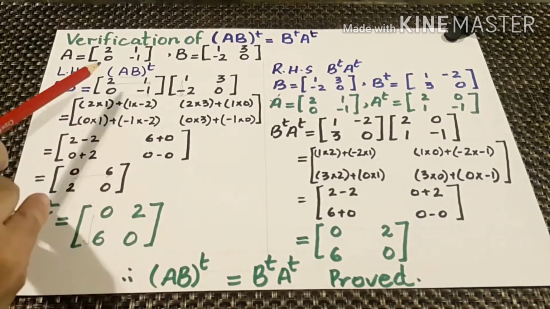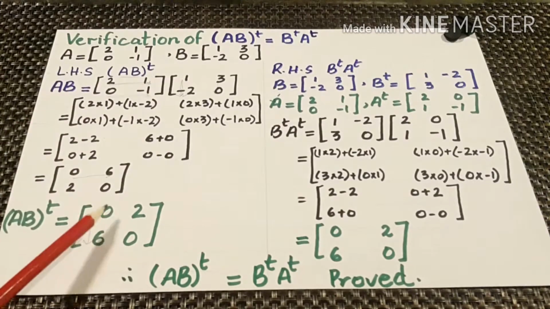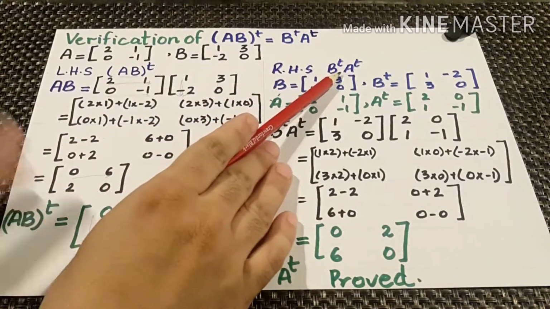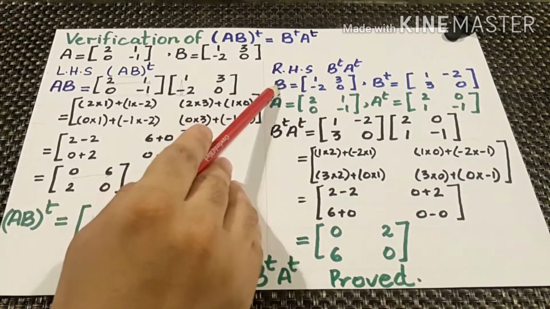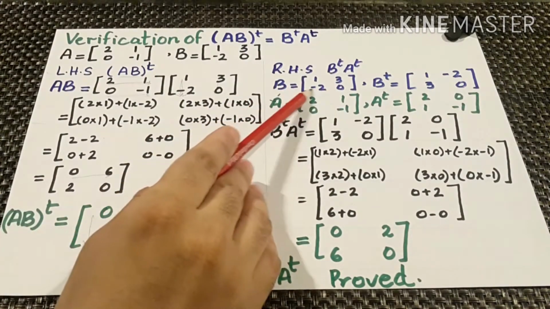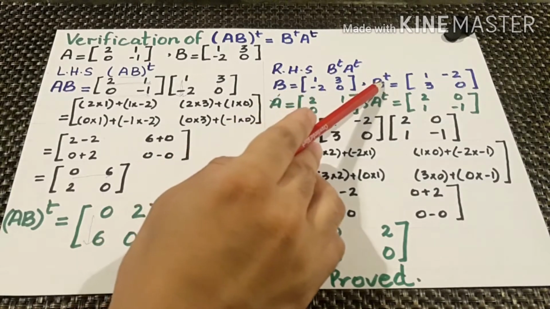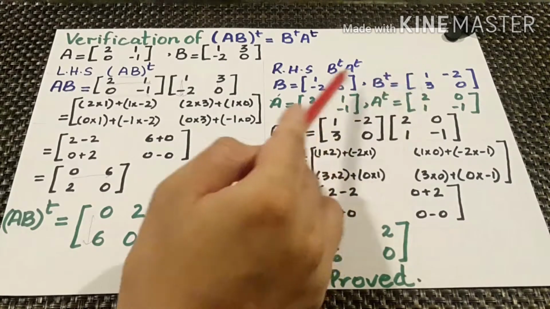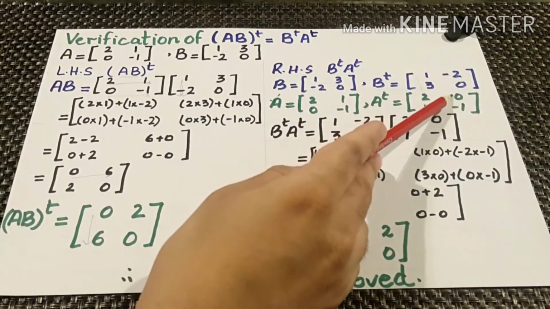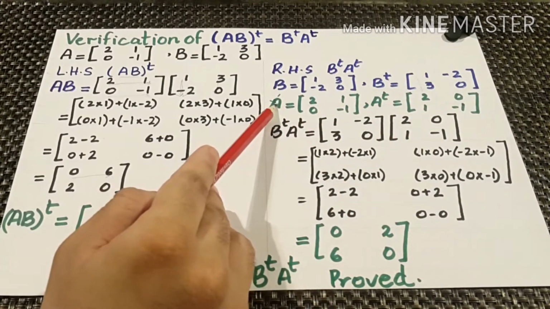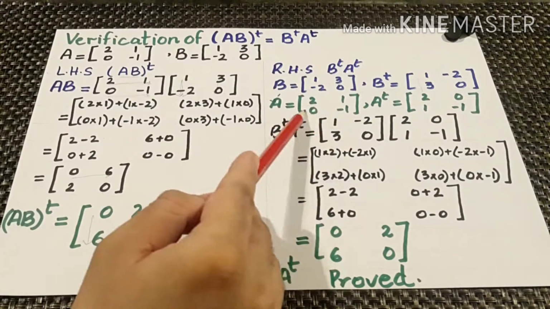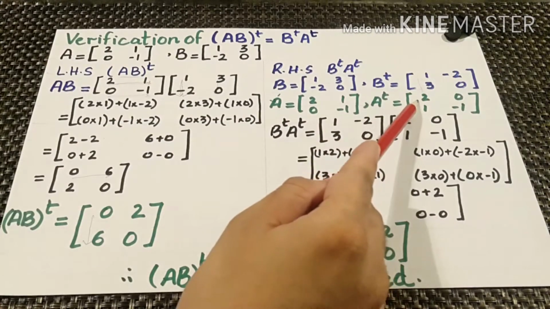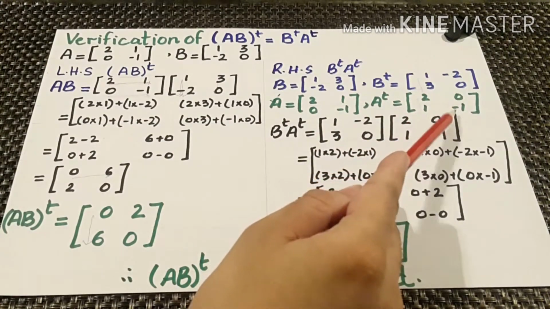This is the calculation for the left hand side. Now we come to the right hand side. Right hand side says B transpose into A transpose. B matrix is 1, 3, minus 2, 0. We take its transpose. The values of row 1 will become the values of column 1: 1, 3, minus 2, 0. Then we take A matrix, 2, 1, 0, minus 1. We take its transpose. 2, 1 will come here, 2, 1, 0, minus 1.